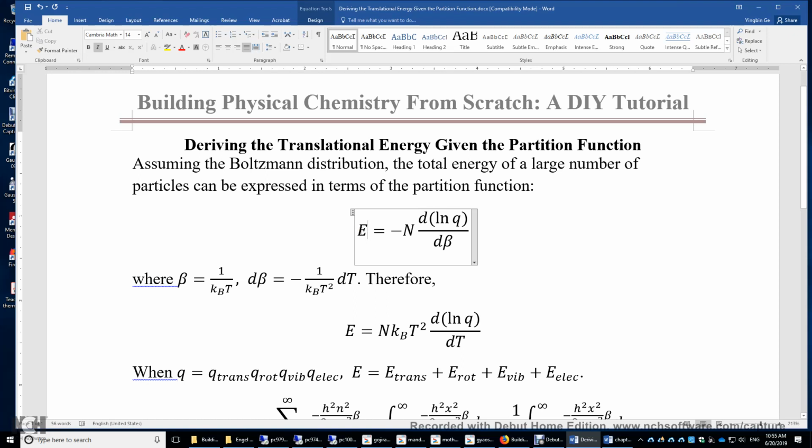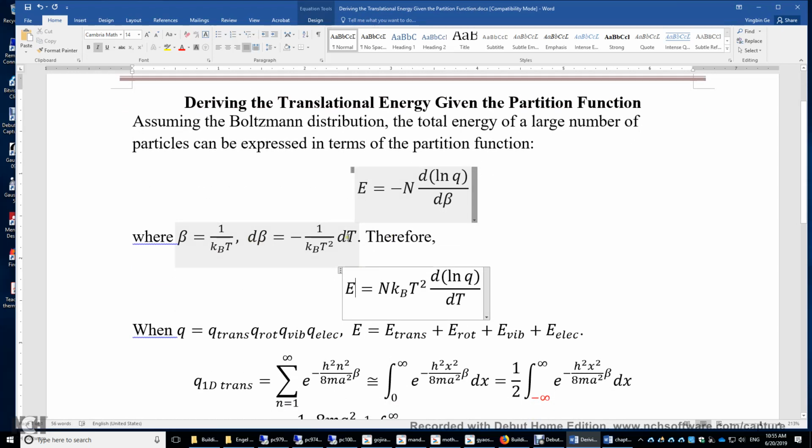E is the total energy, N is the total number of particles, q is the partition function, beta is 1 over k_B T. This total energy can also be expressed in terms of temperature by using d beta over dT equals -1 over k_B T squared. We have energy equals N times k_B times T squared times d ln q over dT, and this k_B is the Boltzmann constant. So these two equations are just general expressions of the total energy in terms of the partition function.